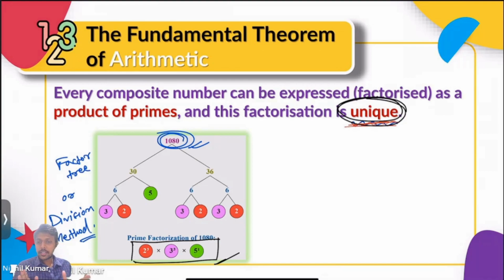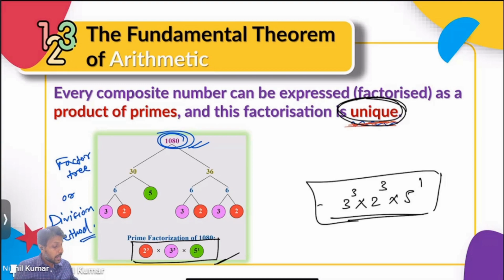Of course, we are not considering the order. So you can't say that 3 to the power 3 into 2 cube into 5 to the power 1 is different from this, and hence we don't have a unique factorization of this number. This is not a sound argument, okay?